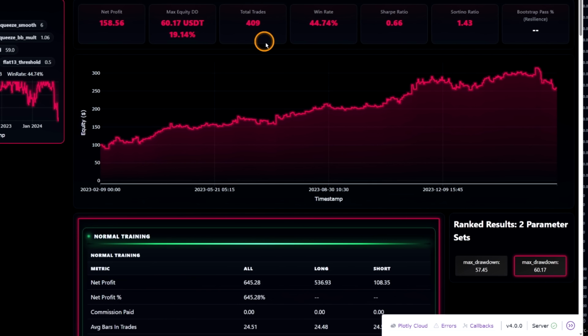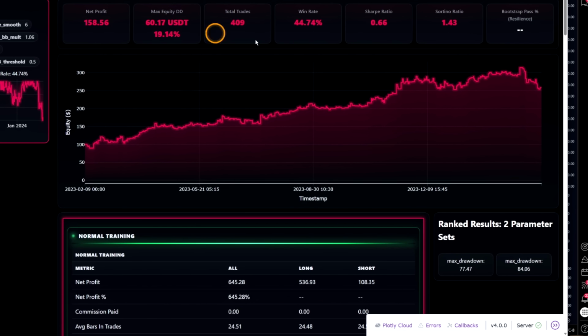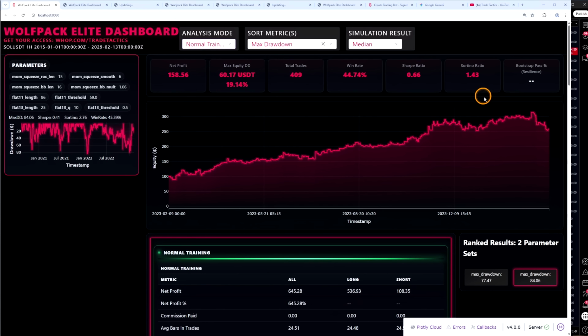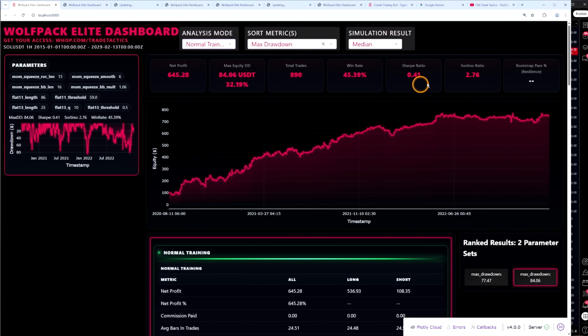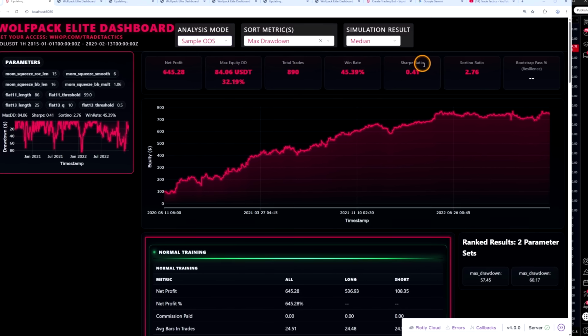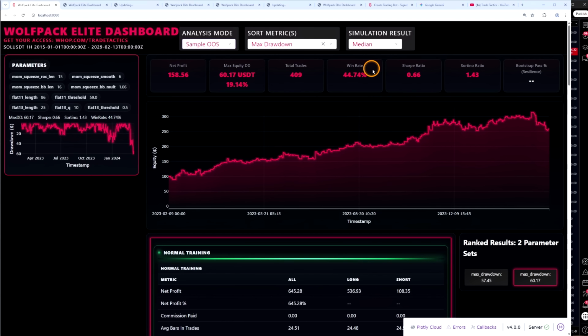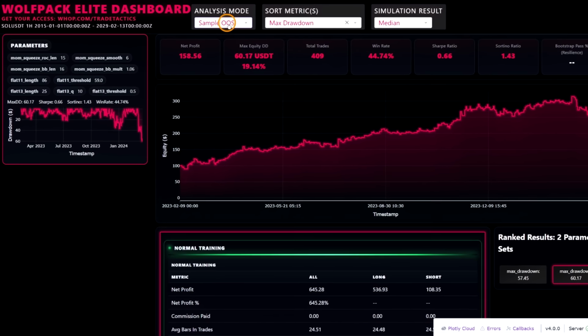Total trades 409. So we have a large enough sample size, and let's see how it performed in sample versus out of sample. So Sharpe ratio is actually worse in the in sample and the win rate's 45%, but the win rate is very, very similar in the out of sample. So 45% win rate, 44.7. So pretty much 45% win rate in the in sample versus out of sample. You want to see the least amount of divergence with these metrics. So you want the Sharpe ratio and the drawdown to be relatively similar.